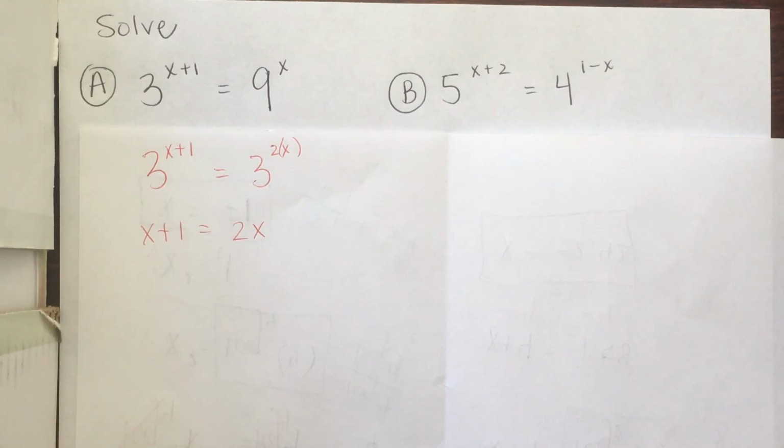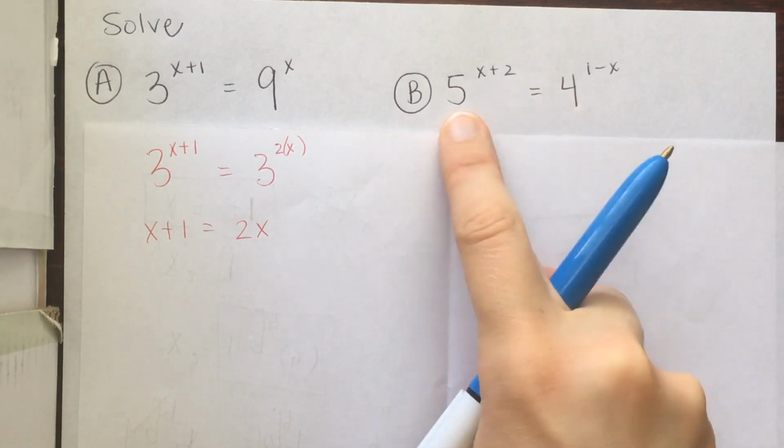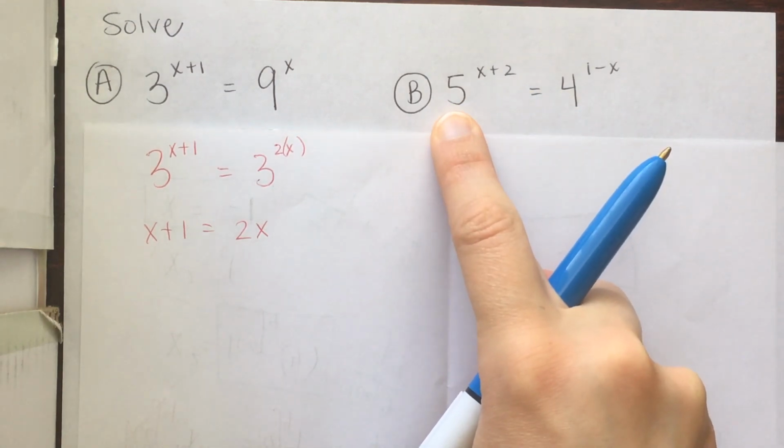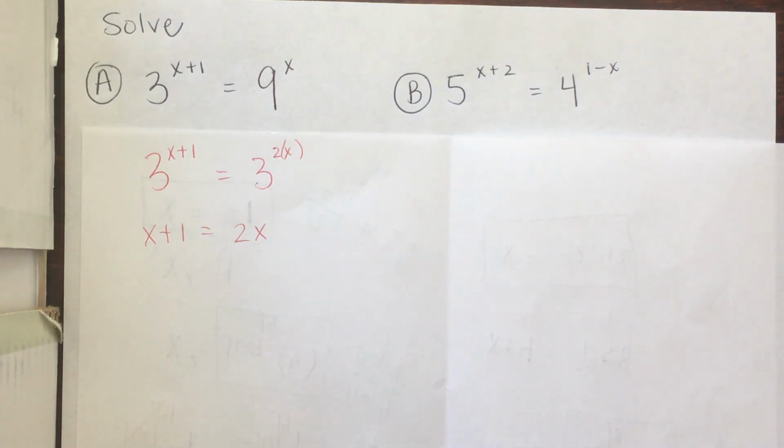Yes, this way is super quick. I am going to show you the other way though, because as you can see here, we're not always going to be able to rewrite 5 in terms of 4 or 9 in terms of 3. So this is only a special case, and so if you want to learn that way, if that makes sense to you, go for it.